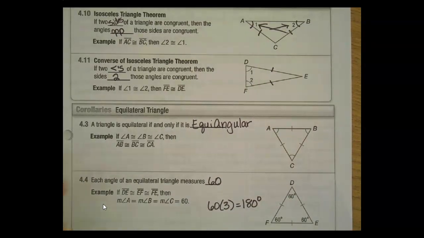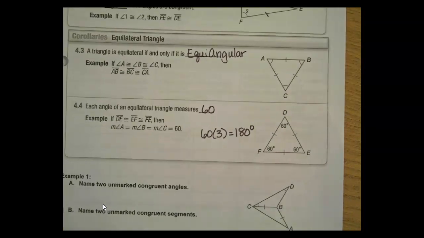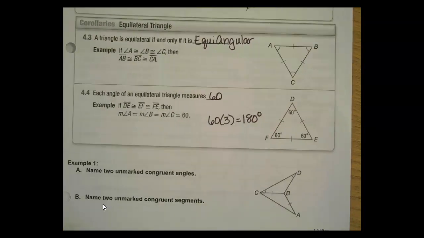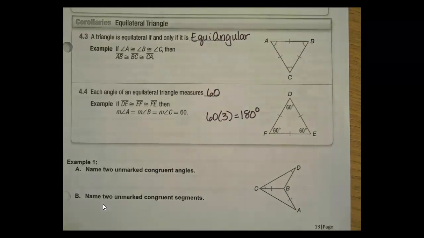Okay. All right, so name two unmarked congruent angles. So we could say angles B, C, A is not marked, and it's congruent to angle B, A, C, unmarked congruent. B, C, A.